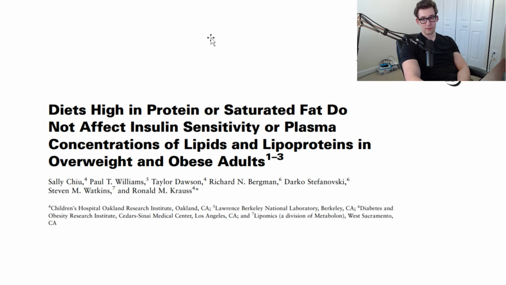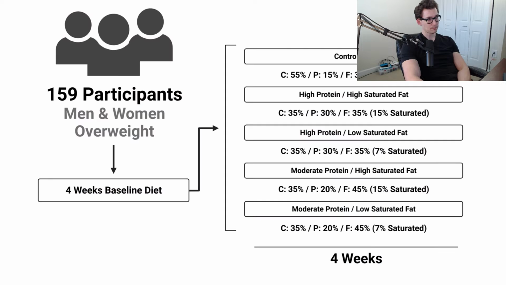So the study we're going to be investigating today is called Diets High in Protein or Saturated Fat Do Not, intriguing, affect insulin sensitivity or plasma concentrations of lipids, which are like triglycerides, fatty acids, lipoproteins like your LDLs, HDLs, VLDLs in overweight and obese adults. Okay, but we're going to see if that's actually the case, because my conclusion is actually slightly different from what they have in this title here, but not by much.